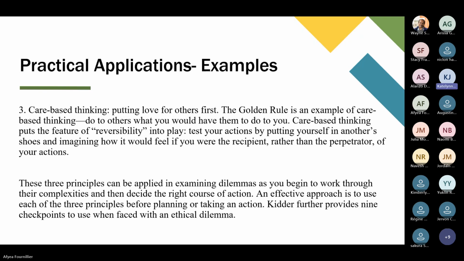So three, we have care-based thinking, which means putting love for others first. The golden rule is an example of care-based thinking. Sorry, I think I dropped there. Do what others would want you to do to them.